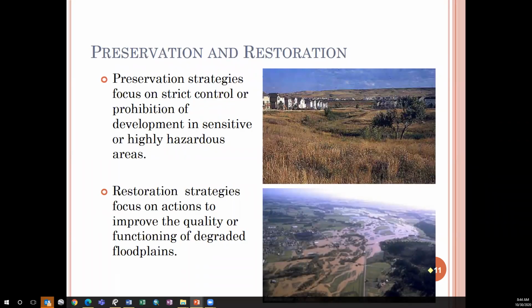So preservation and restoration, these are not mutually exclusive. And you don't even in your regulations need to distinguish between the two. They do go hand in hand. But preservation strategies preserve the floodplain that's there. You're not confining it.